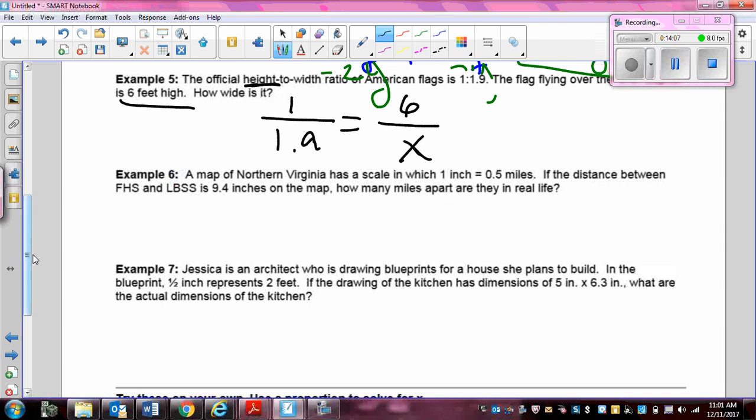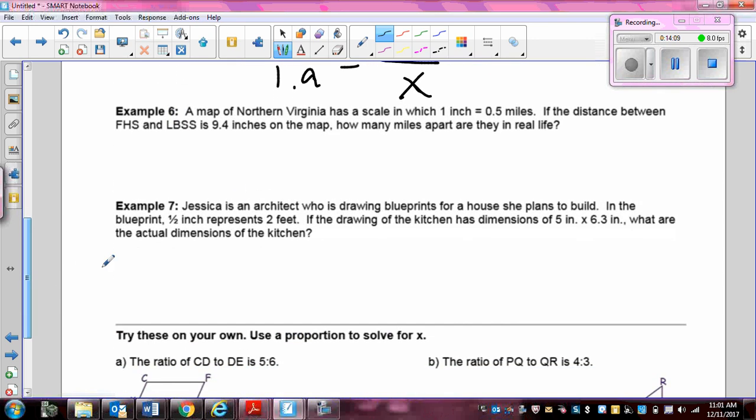So I'll do this one. Jessica is an architect who is drawing blueprints for a house she plans to build. In the blueprint, 1/2 inch represents 2 feet. So 1/2 or 0.5, 0.5 is 2 feet. If the drawing of the kitchen has dimensions of 5 inches by 6.3 inches, what are the actual dimensions in feet?